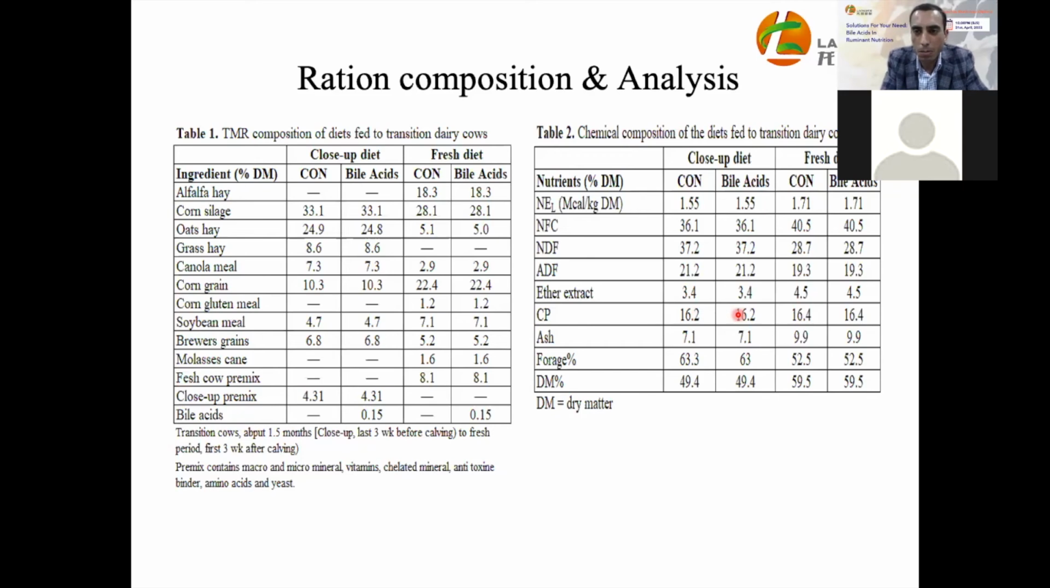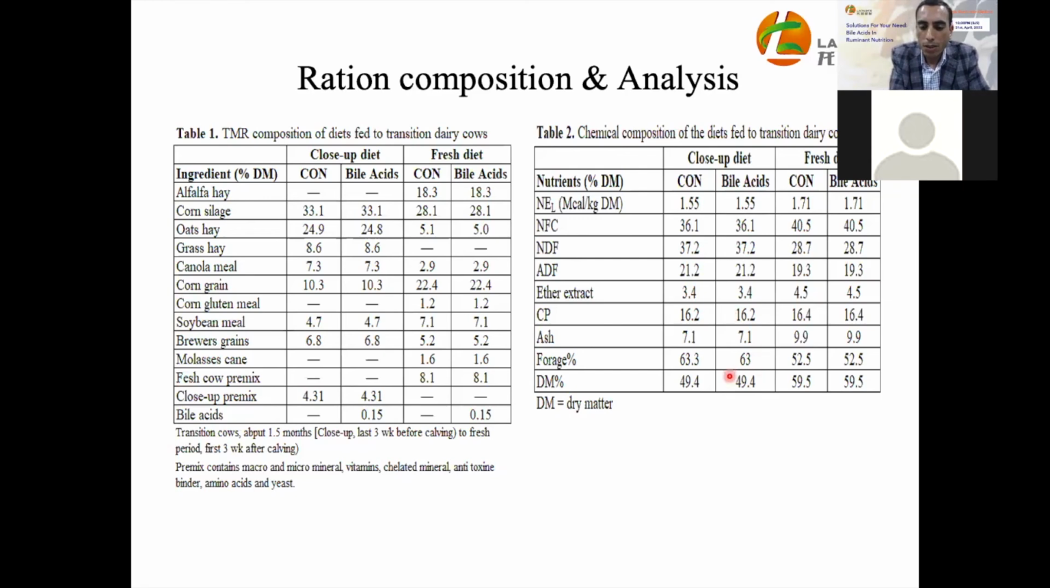So many years ago, we kept the diet design for close-up and fresh cows around 16. At that time, we also worked to improve the metabolizable protein, not only crude protein. We try mainly to improve the amino acid profile and the amount of metabolizable protein that reaches the animal and the small intestine to be absorbed. So this is our main target.